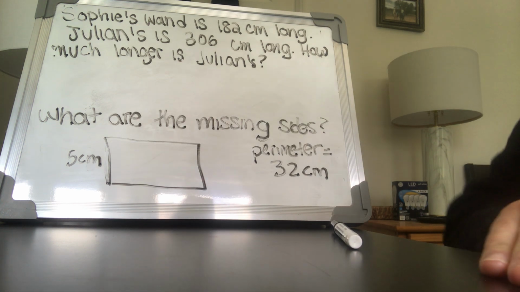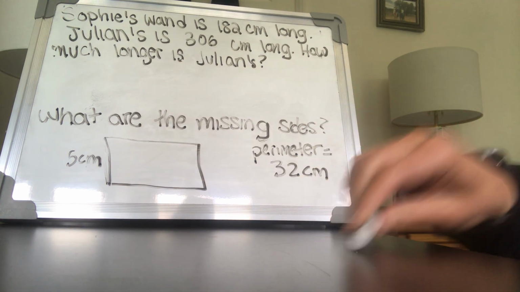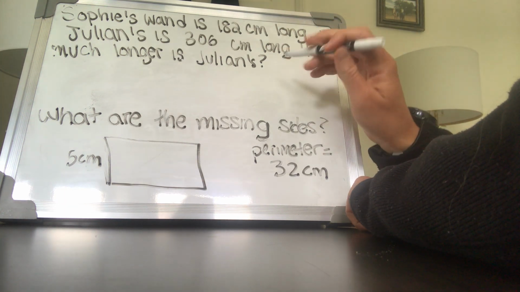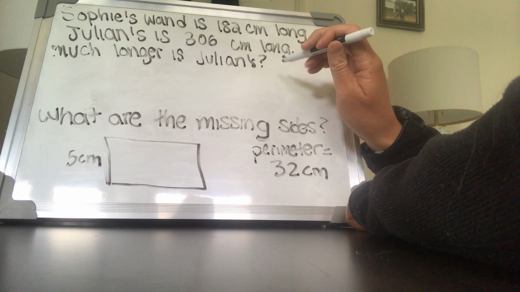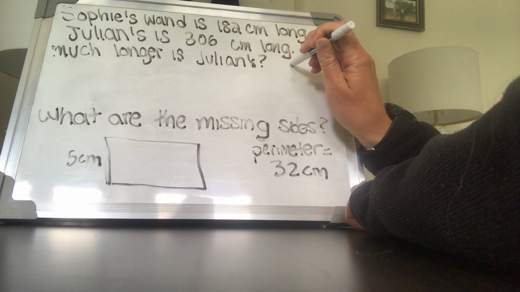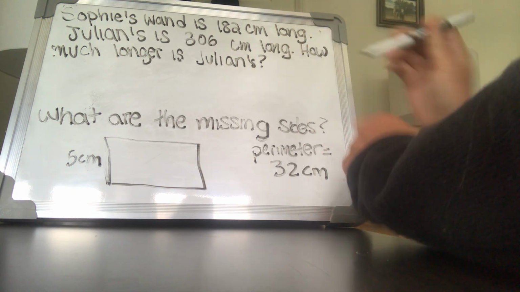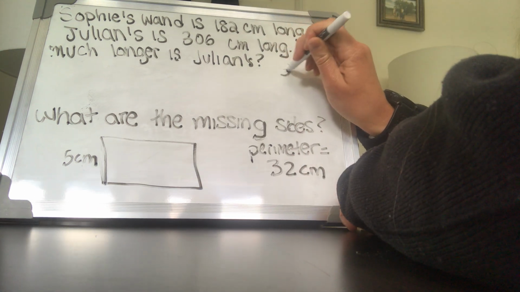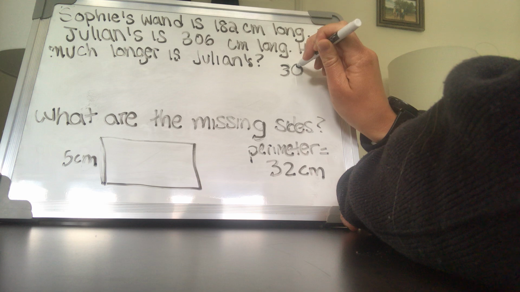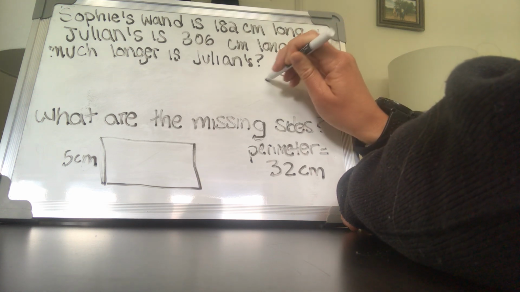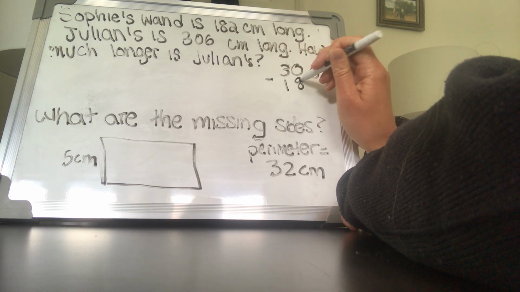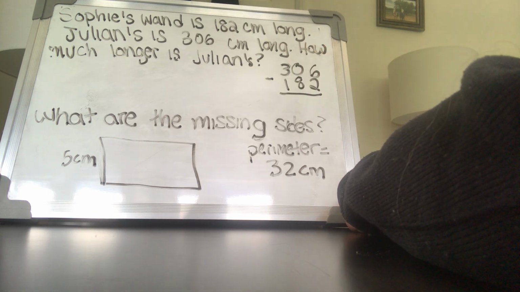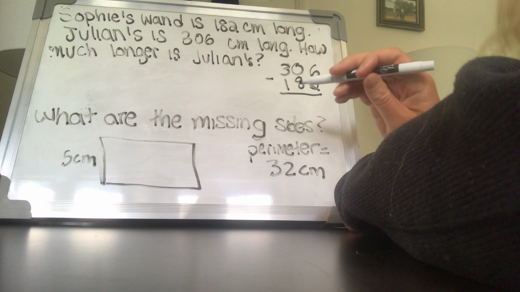All right, let's jump in. So I know that I need to figure out how much longer Julian's is. So I need to figure out the difference between these two, which means I need to subtract. I'm going to do that with the algorithm, 306 minus 182. I know I'm subtracting because I need to find how much longer Julian's is, which means the difference between the two numbers.